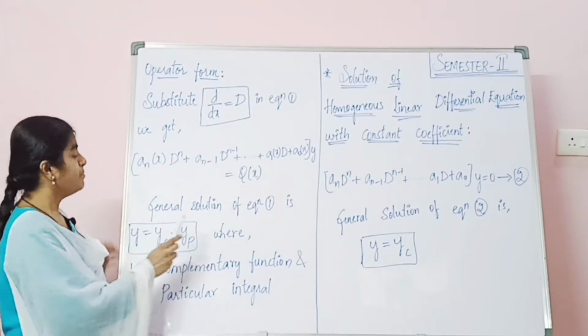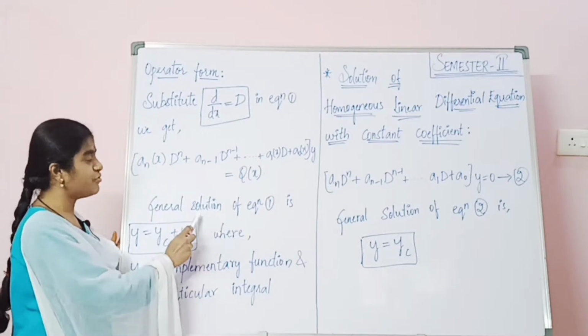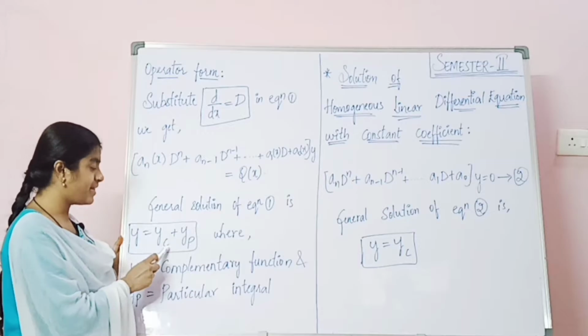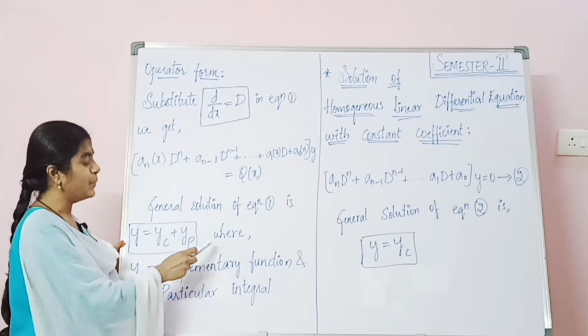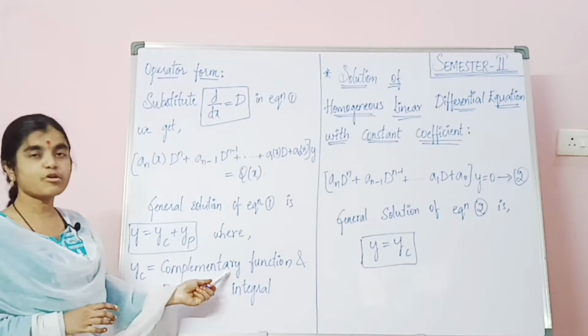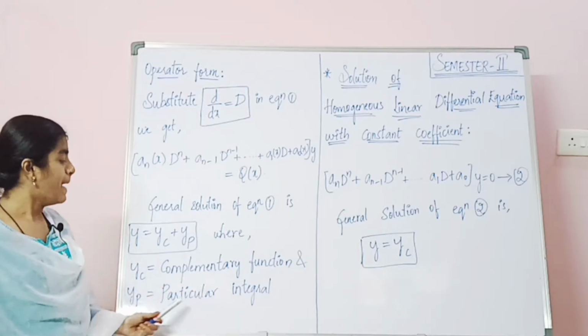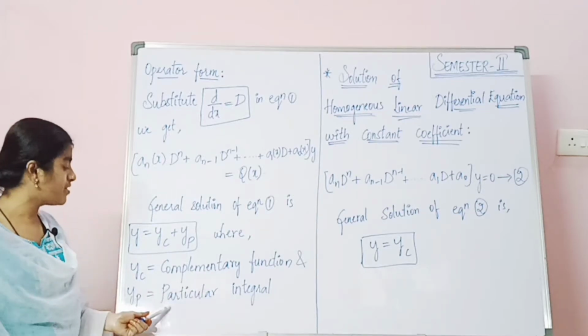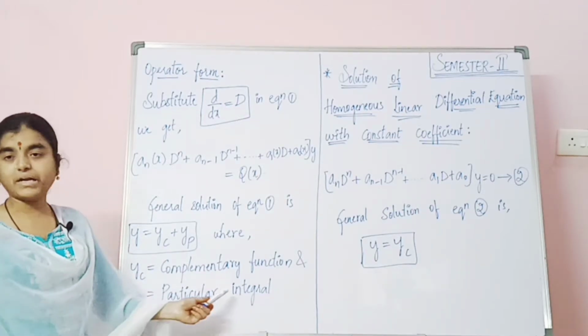Now, what is the general solution? The general solution of equation 1 is y equals yc plus yp, where yc is the complementary function and yp is called the particular integral.